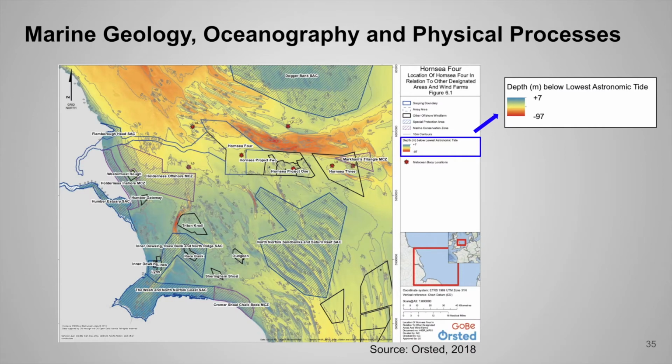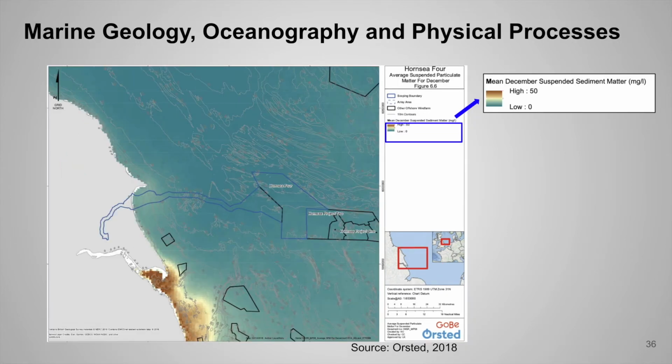As we can see, the majority of the area of interest is an area of relatively deep water. This is between 30 and 50 meters, which limits wave stirring influences on the local seabed. And in this illustration, we can see that the average of suspended particles in this area is very low.